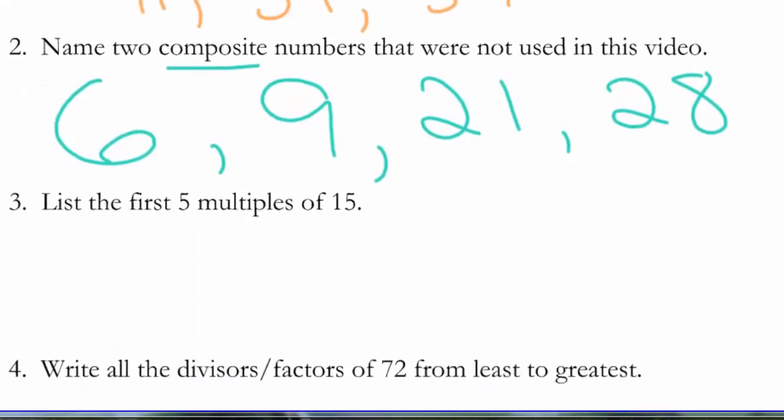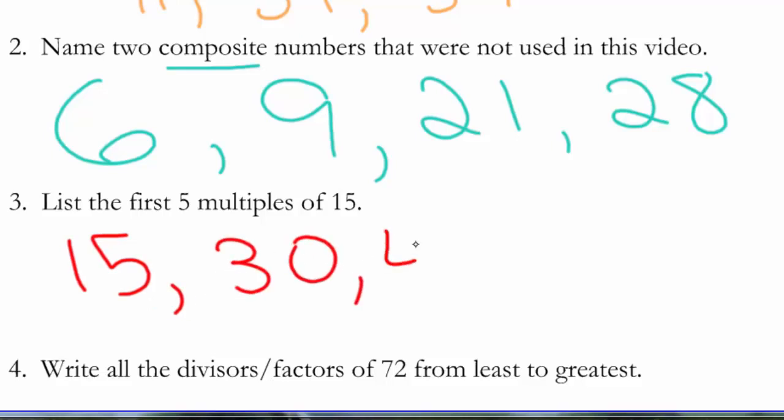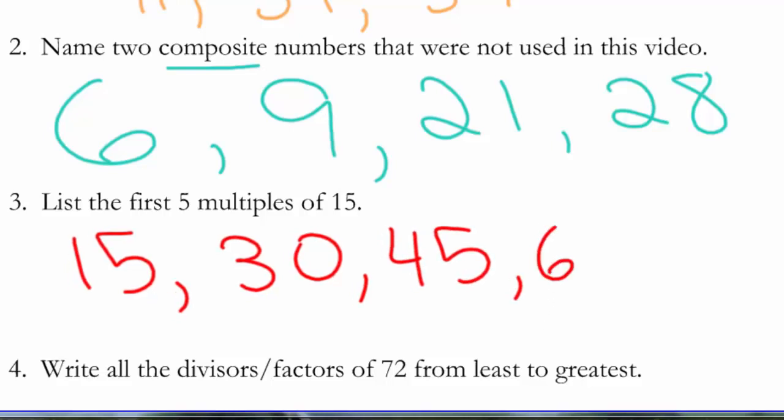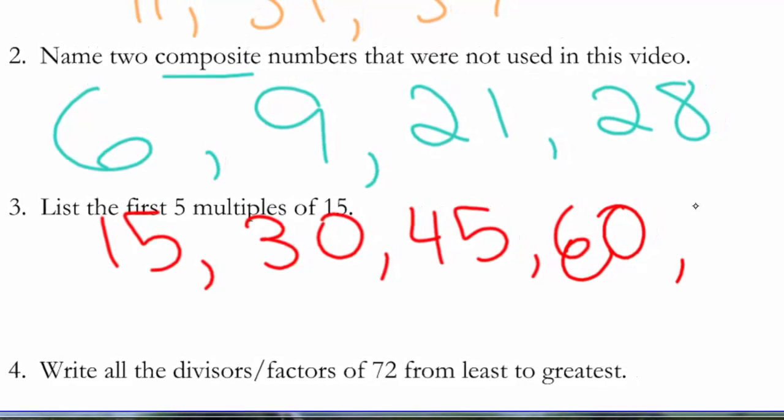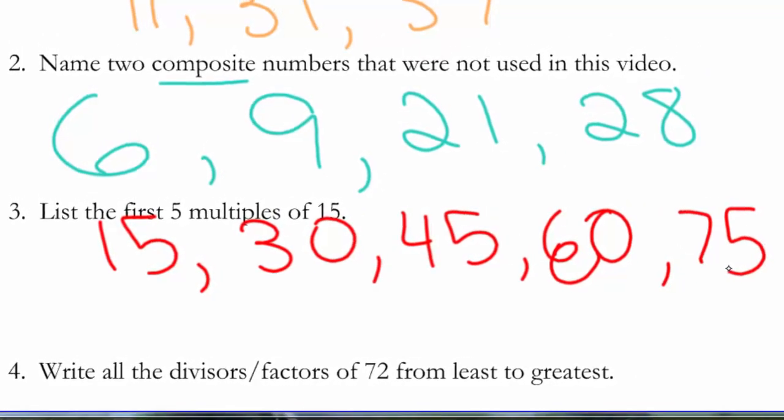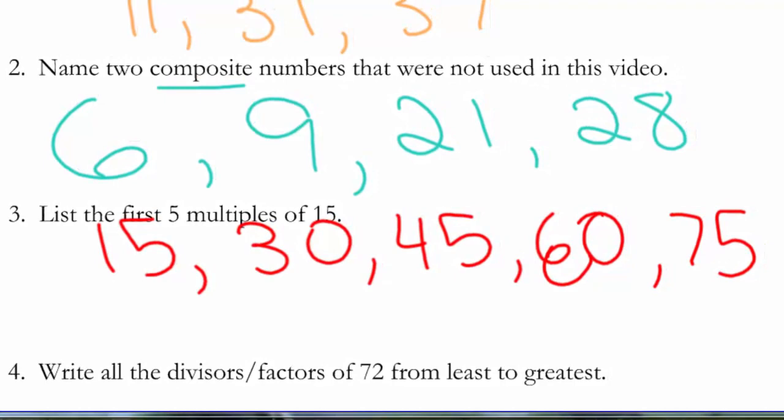All right, list the first 5 multiples of 15. Well, the first multiple of 15 is what we get when we do 15 times 1. So the first multiple of 15 is 15. 15 times 2 is 30. 15 times 3, 45. 15 times 4 is 60. And 15 times 5, 75. So these are the first 5 multiples of 15.